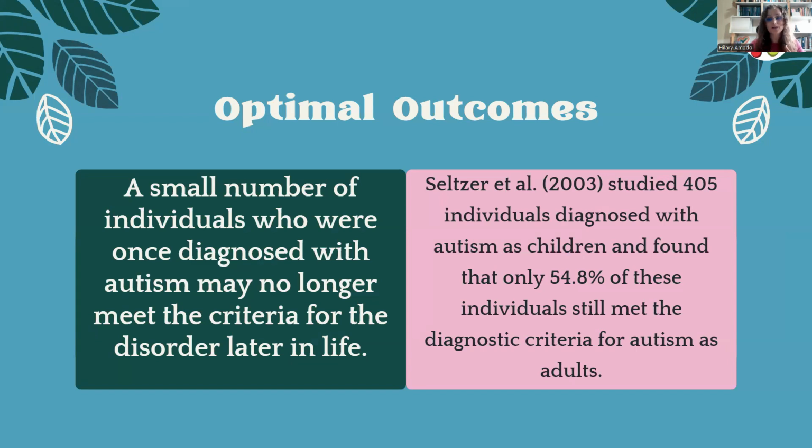Seltzer et al. conducted a 40-year study of 405 individuals diagnosed with autism as children. They found that only 54.8% of these individuals still met the diagnostic criteria for autism as adults. This change could be attributed to a variety of factors such as maturation, the impact of treatment, changes in diagnostic practices, or a combination of these factors.